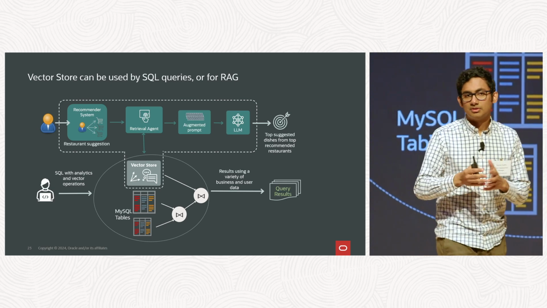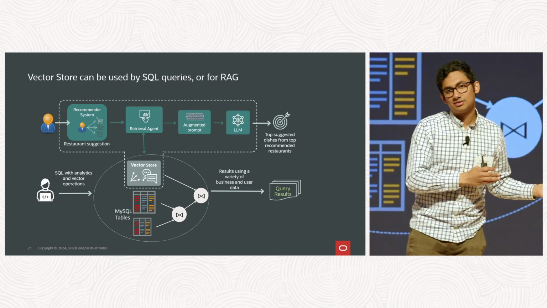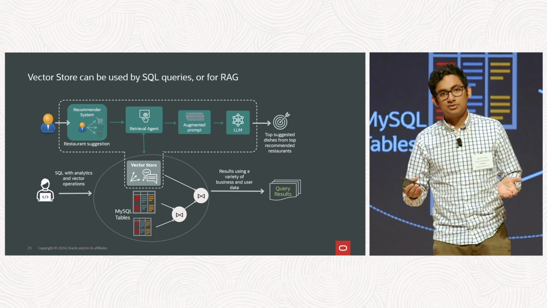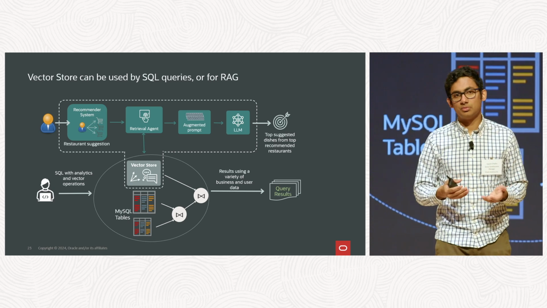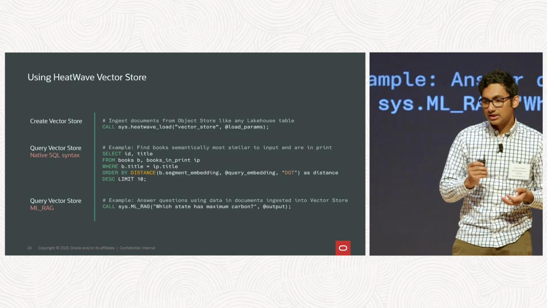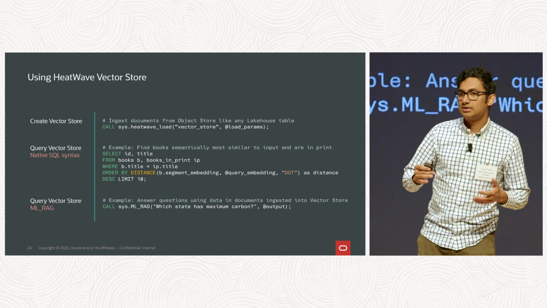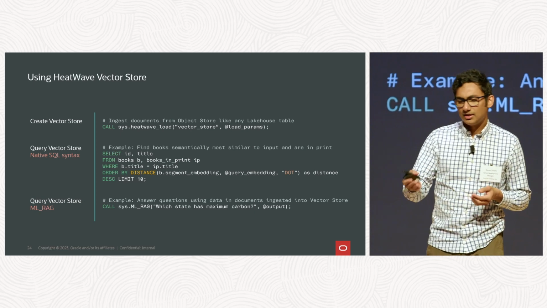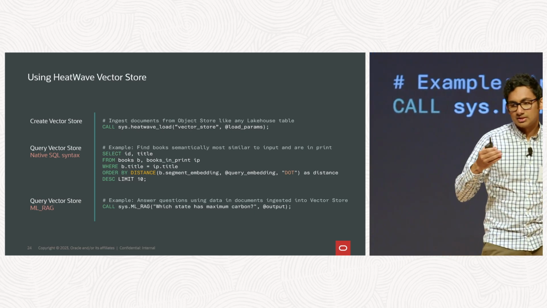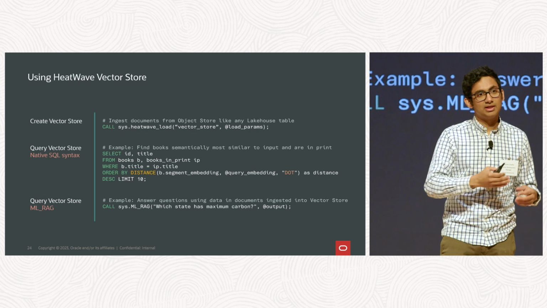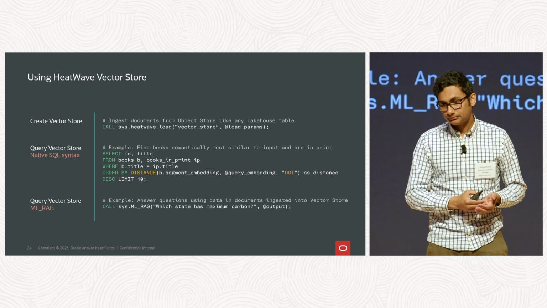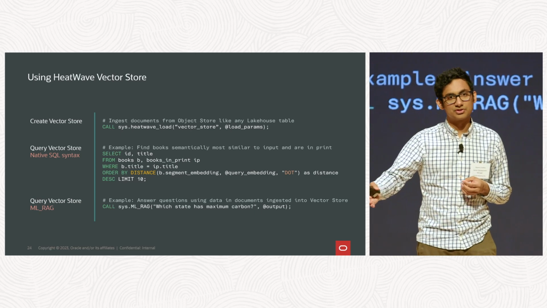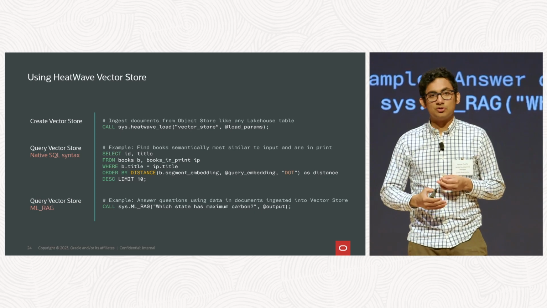We have some integrated solutions that Nipun already spoke about in the previous talks, but it is available to be used as the user wishes because they can query the vector store natively using native SQL syntax. I have some example queries here. You can create a vector store just like any other Lakehouse table load, and you can query it using native SQL syntax. We've added native SQL functions to do that. So you can create your own application.